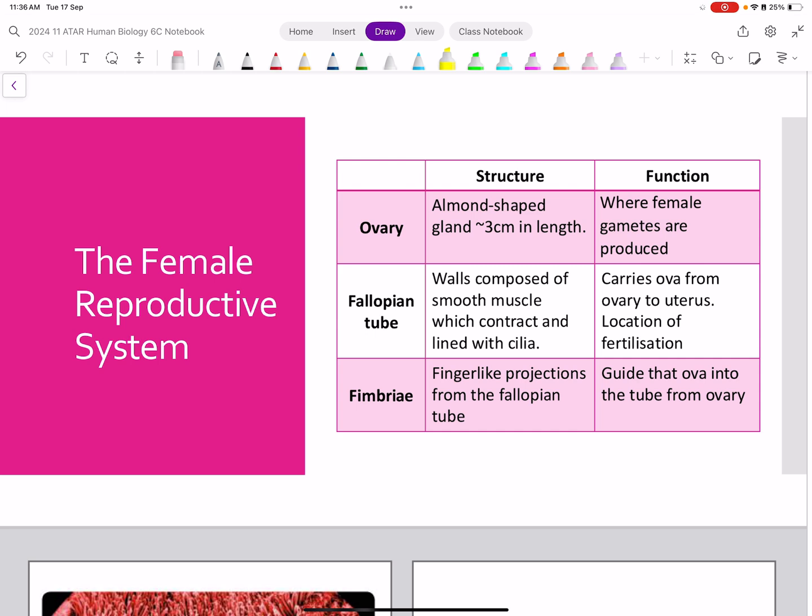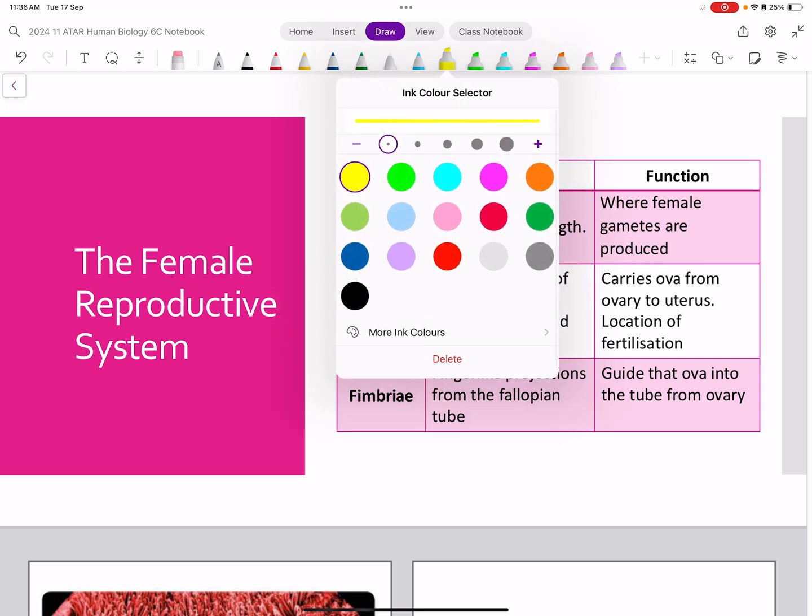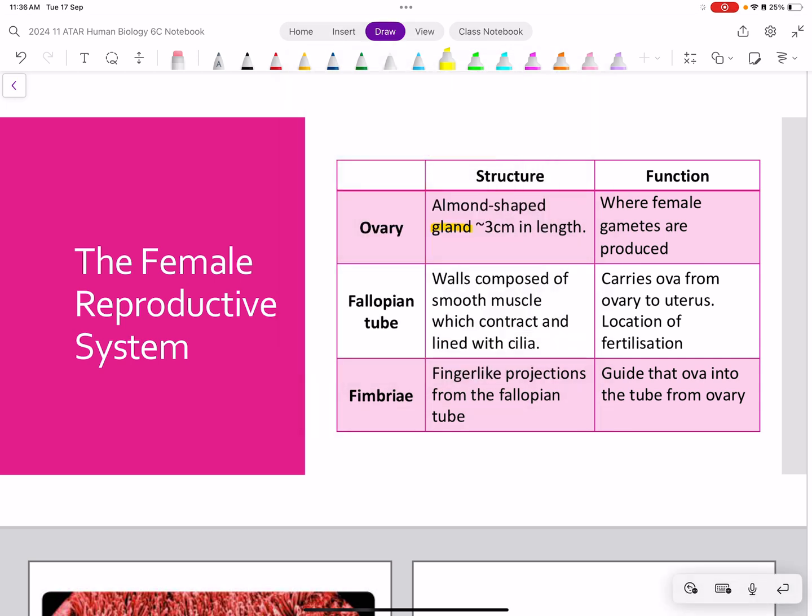The ovary is a small little gland. It's part of the endocrine system, releasing hormones and also releasing, really importantly, the egg cell. And when we're talking about the egg cell, this is the female gamete.